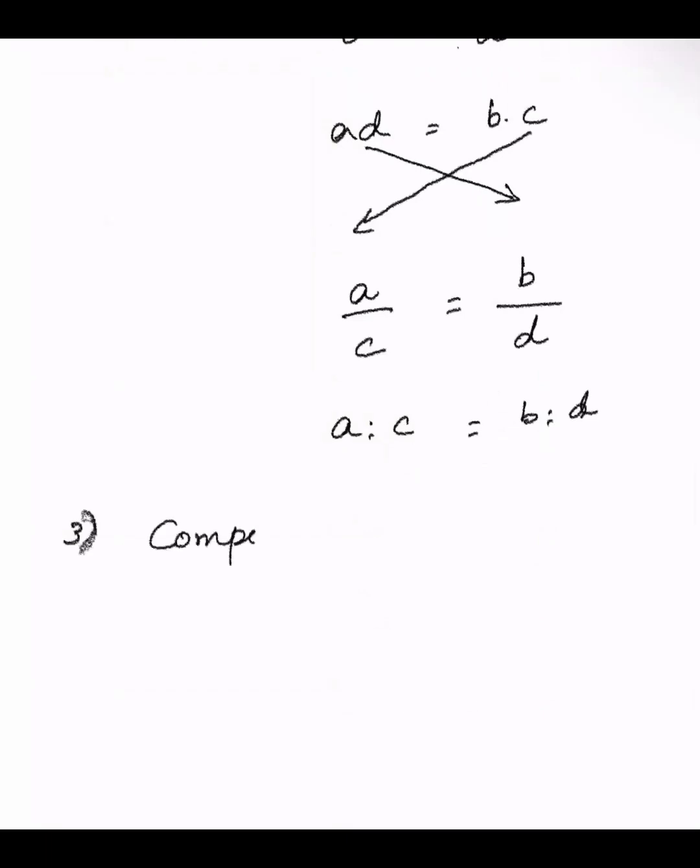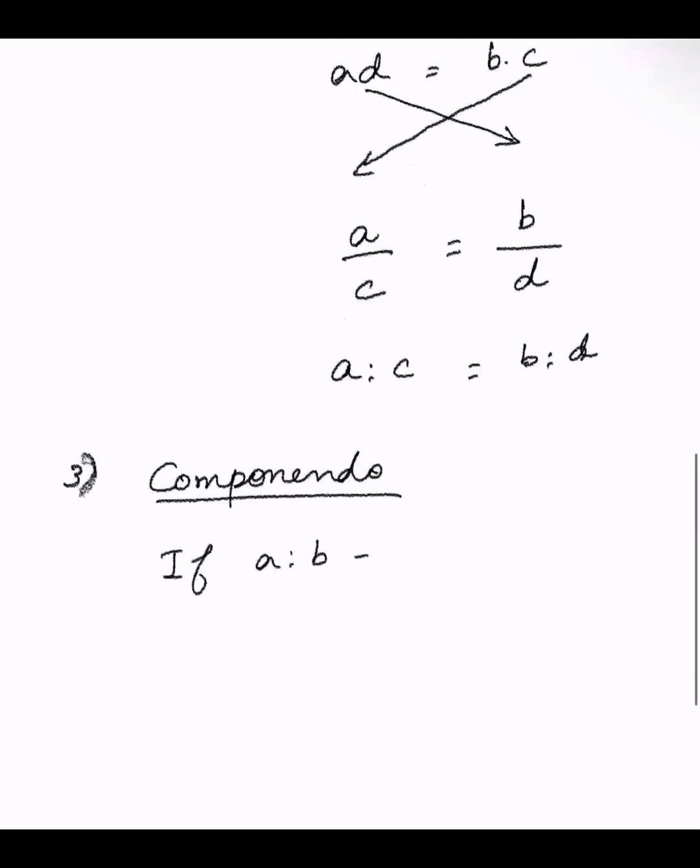Third property is componendo. If A is to B equal to C is to D, then A plus B is to B equals C plus D is to D. This is what componendo says.